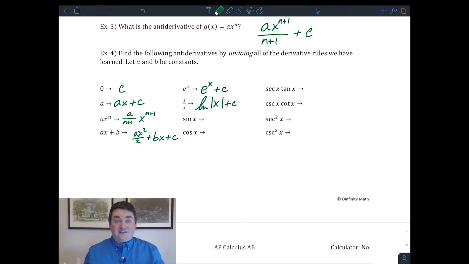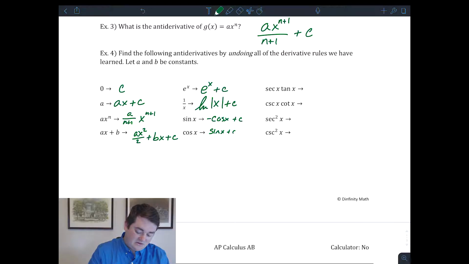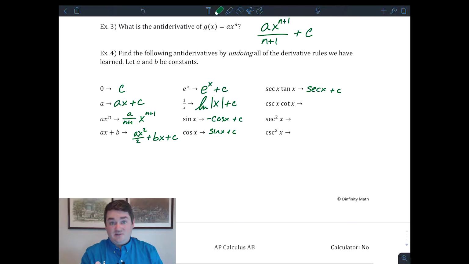And now our trig antiderivatives, the antiderivative of sine x would be negative cosine x plus c. The antiderivative of cosine x would be sine x plus c. The antiderivative of secant x times tangent x would be secant x plus c. The antiderivative of cosecant x cotangent x, be careful with your positives and negatives here. We're used to saying the derivative of cosecant is negative cosecant x cotangent x. So because this is positive, the antiderivative is negative cosecant x plus c.